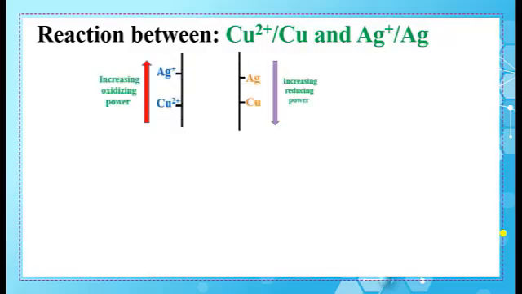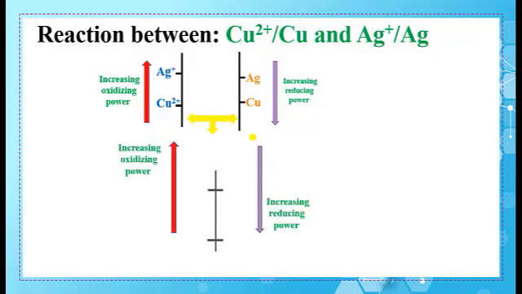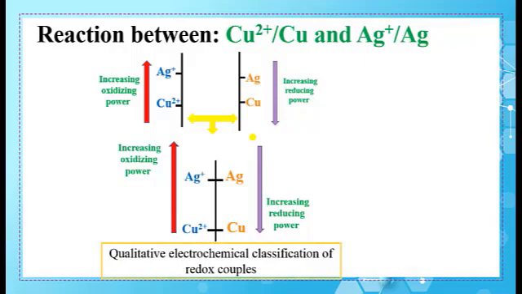Now, we have two axes. The first one represents the increasing oxidizing power, and the second represents the increasing reducing power. Now, these two axes can be merged into one axis, which includes both increasing oxidizing power and increasing reducing power. As you can see here, the redox couple Ag+/Ag is set above Cu2+/Cu. This forms the qualitative electrochemical classification of redox couples.